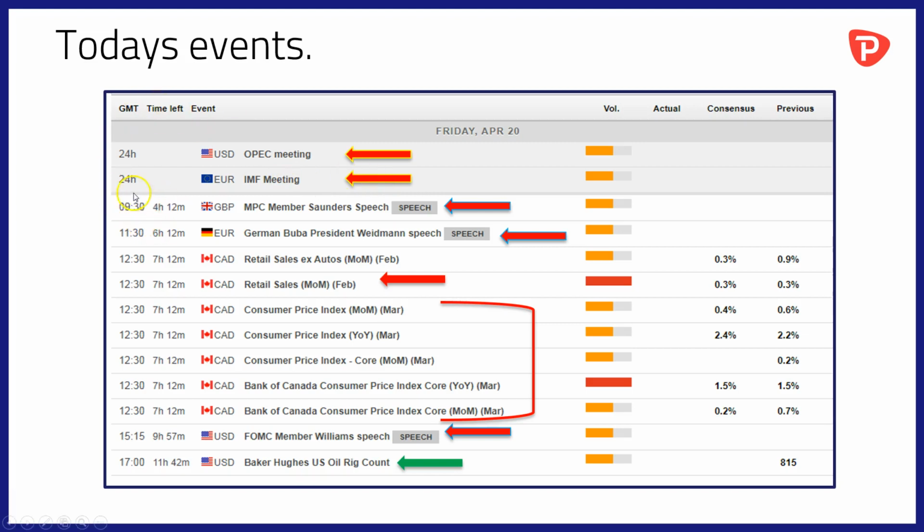In terms of data and other events, at 9:30 we'll kick off with a speech by the UK Bank of England MPC member Saunders, and then at 11:30 the German Bundesbank President Jens Weidmann will also be speaking.